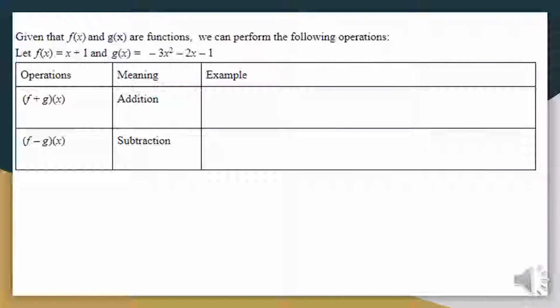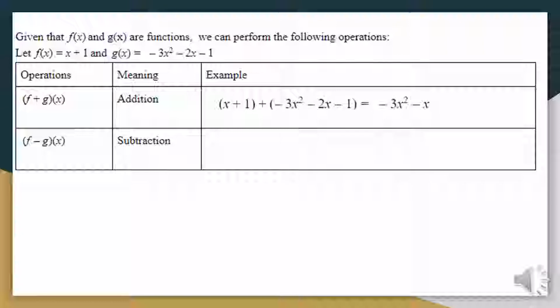So to add and subtract functions, we have to pay attention to the order, because while it doesn't necessarily matter for addition, right? 4 plus 2 is the same thing as 2 plus 4. It does matter for subtraction. 4 minus 2 is not the same as 2 minus 4. So in this case, we're doing f plus g, which means I need to write f of x plus g of x, not the reverse.